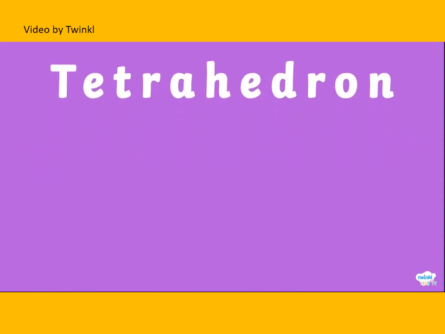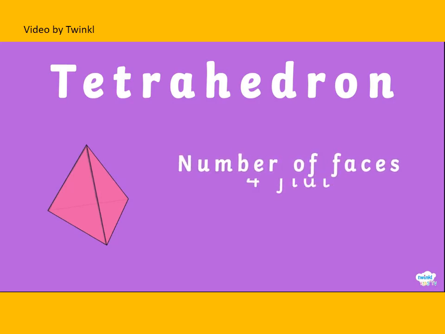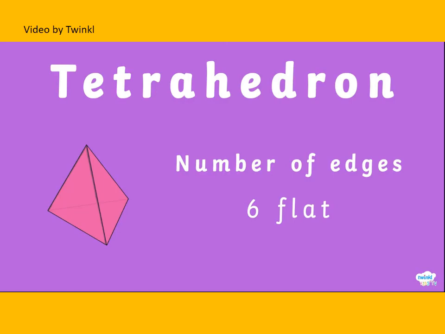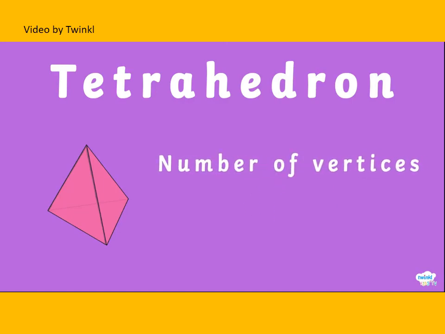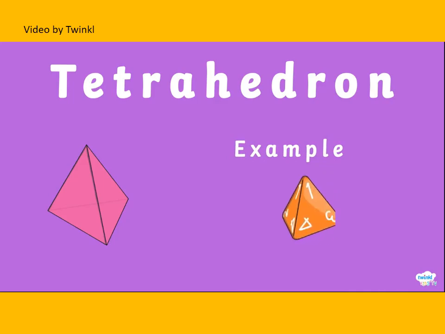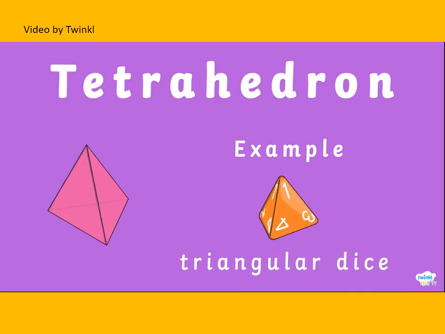A tetrahedron is similar to the square-based pyramid, but it has a triangular base. This shape has 4 flat faces. The number of edges it has is 6 flat. This shape also has 4 vertices. An example of a tetrahedron is a triangular dice.